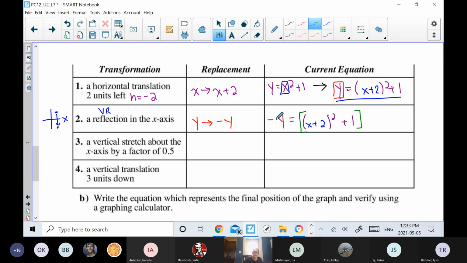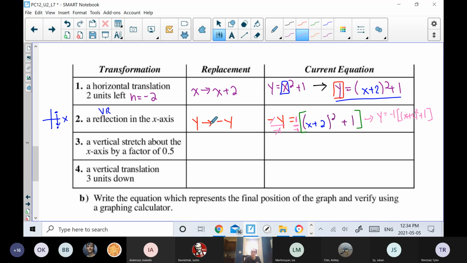And what I'm going to do is I have to divide this side by negative 1 and this side by negative 1. So if I divide this by negative 1, and I'm going to put in divide by negative 1 in front of the bracket, remember that there's already an invisible 1 there. So now I have y is equal to negative 1, and then this equation here. x plus 2 squared plus 1.